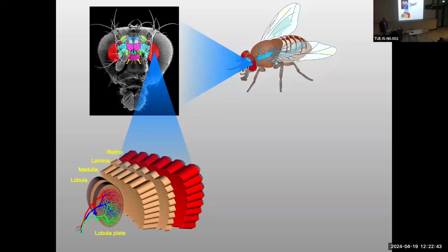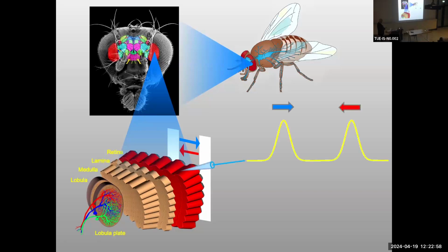And now here's the central phenomenon that we want to understand. If you move a bar from the left to the right and back again, and you record from one of the photoreceptors, then you see the same signal each time. The photoreceptor just depolarizes, and by looking at these signals, you cannot tell the direction of the image motion. So it's a non-directional signal.